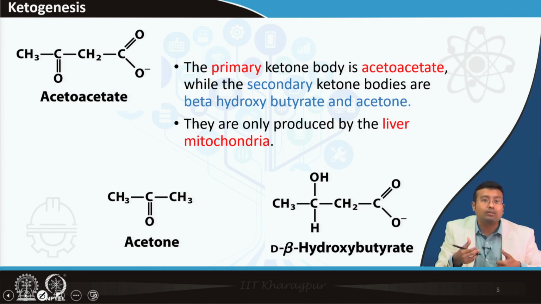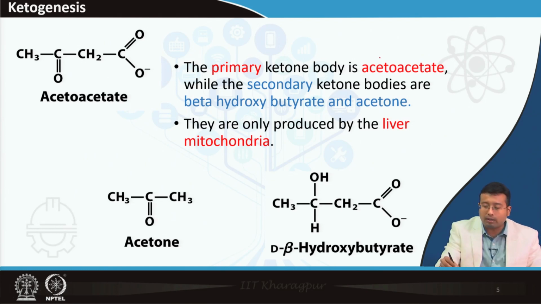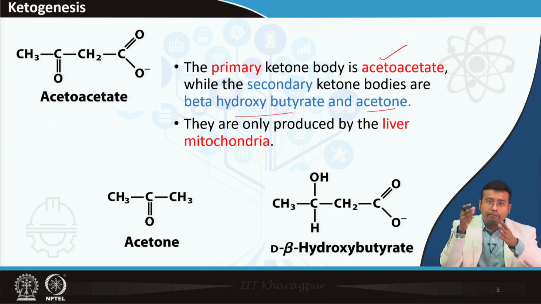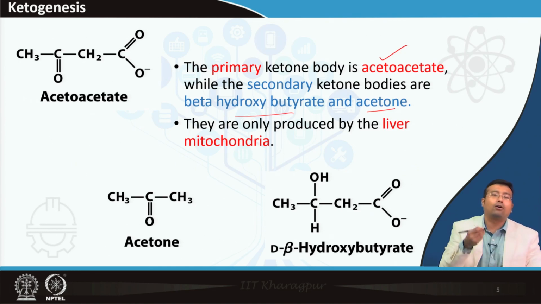If the examiner goes one step further and asks what do you mean by primary ketone body and what do you mean by secondary ketone body, you have to keep in mind the primary ketone body is acetoacetate and the secondary ketone bodies are beta hydroxybutyrate and acetone. Why? Because of their metabolic chain of production, I mean the sequence in which they are produced in the metabolic cycle or pathway.